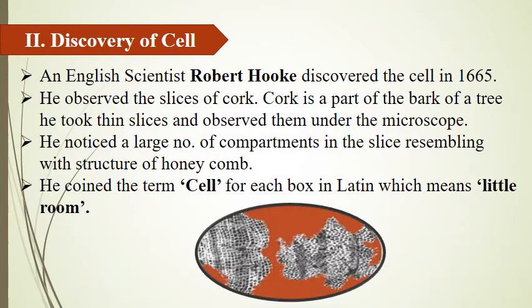Next, discovery of cell. Who discovered cell? An English scientist. Who? Robert Hooke. Robert Hooke discovered the cell in 1665. In which thing did he observe it? He observed it in slices of cork. And what is cork? Cork is a part of the bark of a tree. He took very thin slices and observed them under the microscope.